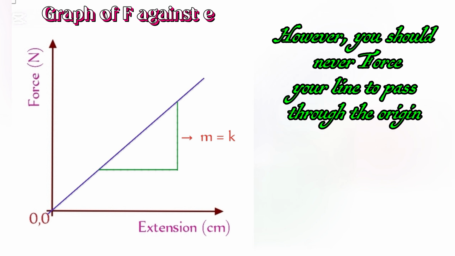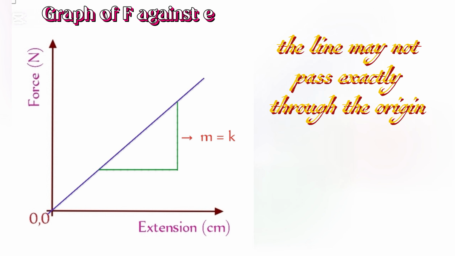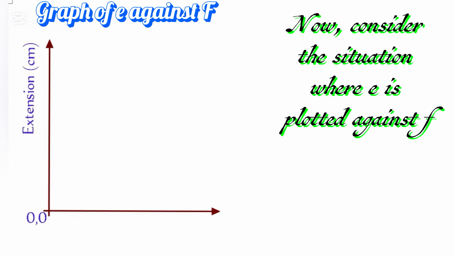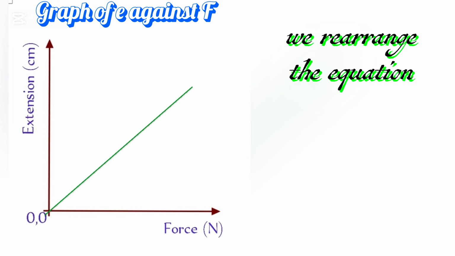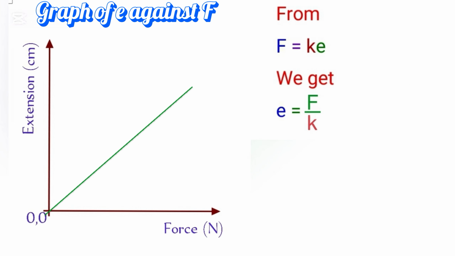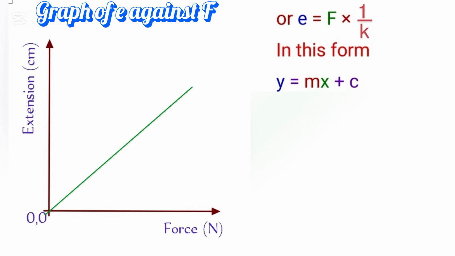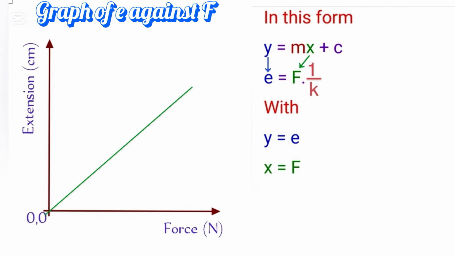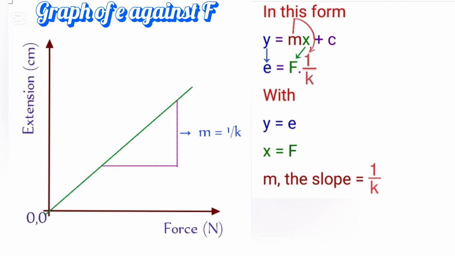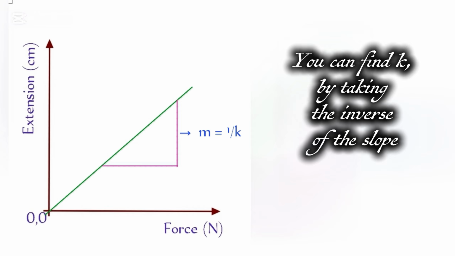However, you should never force your line to pass through the origin because, due to random experimental errors, the line may not pass exactly through the origin. Now, consider the situation where e is plotted against F. To obtain a straight line relationship, we rearrange the equation. From F = ke, we get e = F/k, or e = F multiplied by 1/k. In this form, y = mx + c, e = F(1/k), with y = e, x = F, m, the slope, equal to 1/k, and c still 0. So after calculating the slope from the graph, you can find k by taking the inverse of the slope.